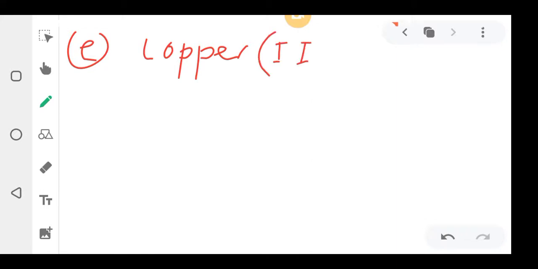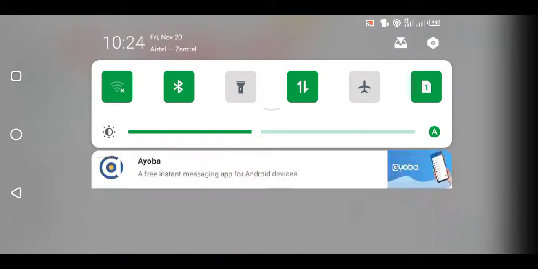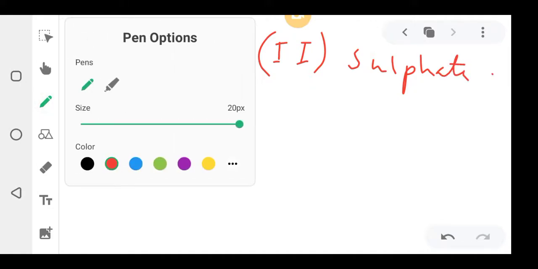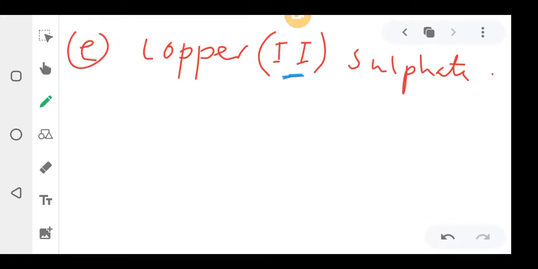Then we go on to E. E is copper 2 sulphate, because there are 2 dots in there. Once they put brackets like this, it means copper is carrying a power of 2. That's what it means. So what I'll do is I'll put copper is Cu, sulphate is SO4.